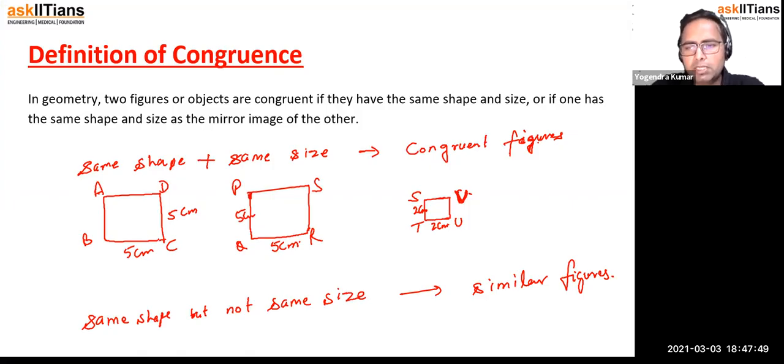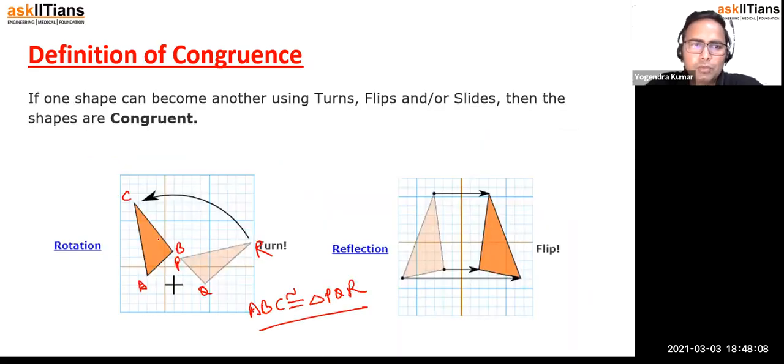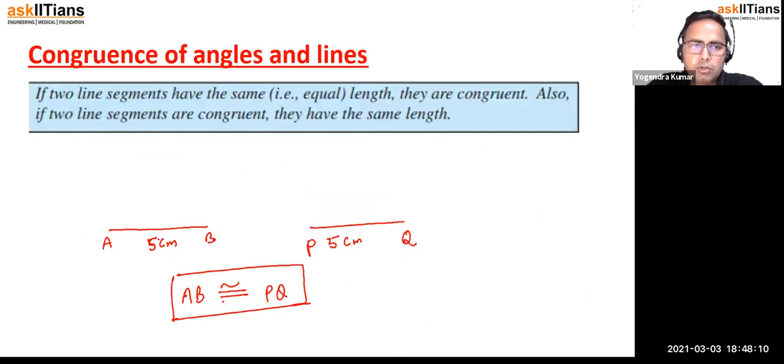If only their shape is the same, that is a similar figure. That also we need to study. Similar triangles we will study later on, in higher grades. As of now you have only congruencies in your syllabus, so just study that. They are mirror images of each other, right? So we have seen what congruent triangles are.